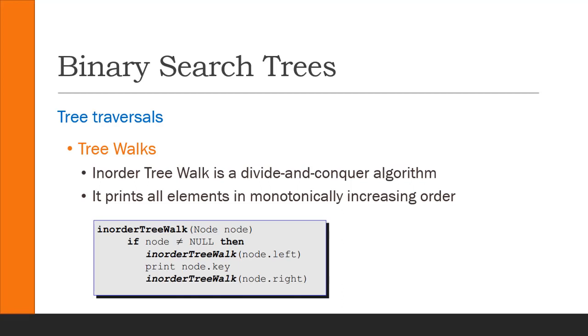So tree traversal, we have 3 walks: in order, pre-order, and post-order. On the in order walk, we have a divide and conquer algorithm. It prints all elements in monotonically increasing order. So that's the in order tree walk. We have also here a sample pseudocode of an in order tree walk, or an in order algorithm.